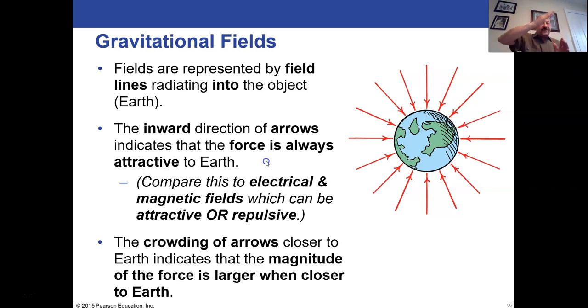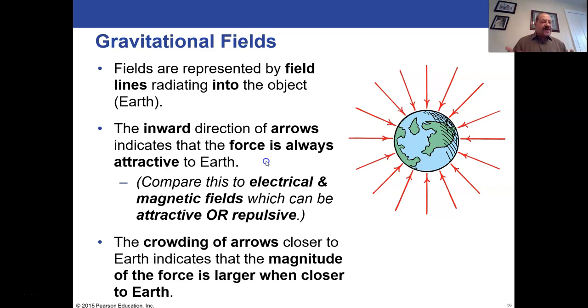The tighter the field lines are, and the more lines you are drawing, that represents the fact that the overall field is stronger. So for an object that has a lot of mass and has a lot of gravity, you would draw lots of these arrows pointing in towards the object.